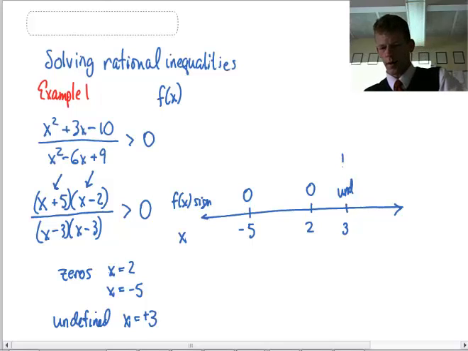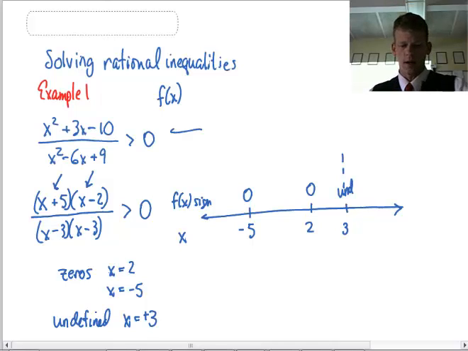Some people will put a dotted vertical line, a vertical asymptote kind of icon, to show that there's a vertical asymptote there. But the real important thing here to solve this inequality is to find the positive and negative values that will result, and you should also write out what your test points are that you're going to use for inserting x values into this factored equation.